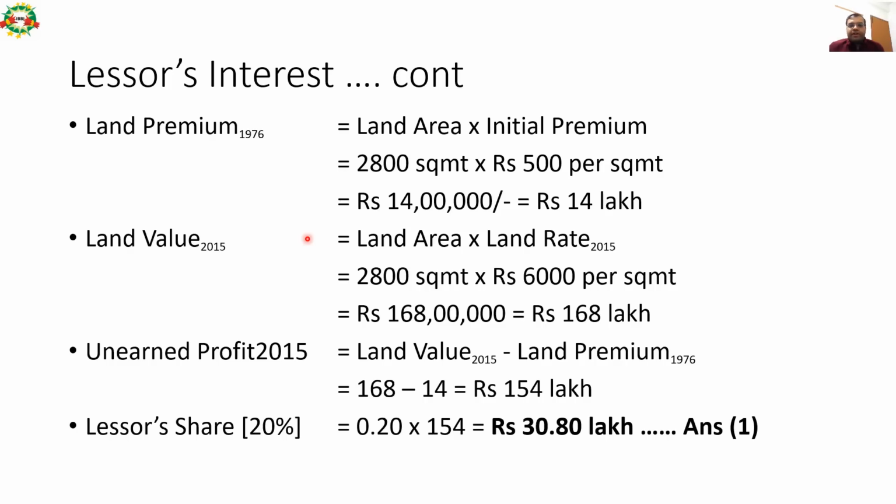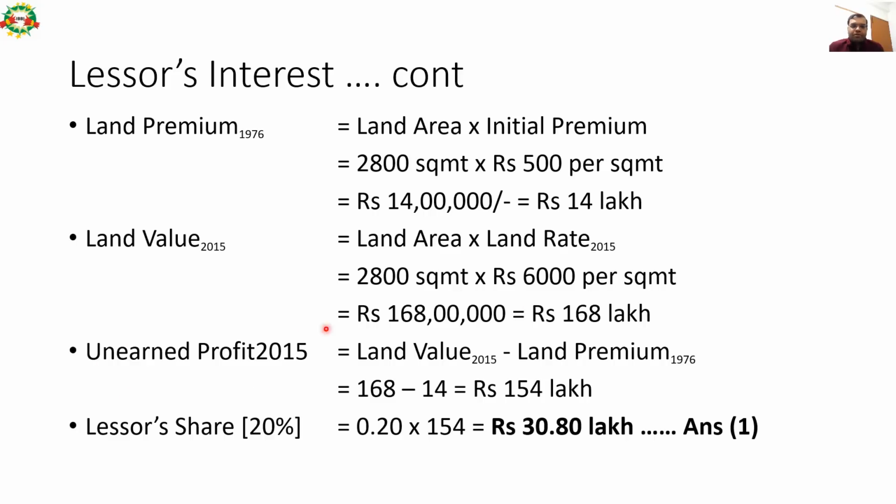So first we will calculate land premium. Land premium is land area times the initial premium which was paid in 1976. So 2800 square meter into 500 rupees per square meter was paid in 1976. So a total of 14 lakh rupees of premium was paid by the lessee in 1976. It was the initial land premium. Now the land value in 2015 is land area times land rate in 2015. The present land rate is 6,000 rupees per square meter. Land area will remain the same. So the existing value of the land is 1 crore 68 lakhs.